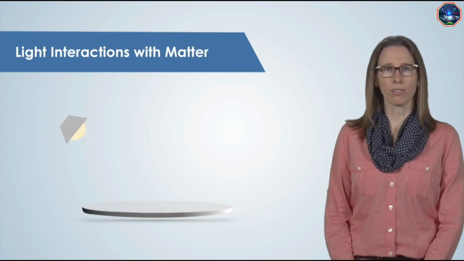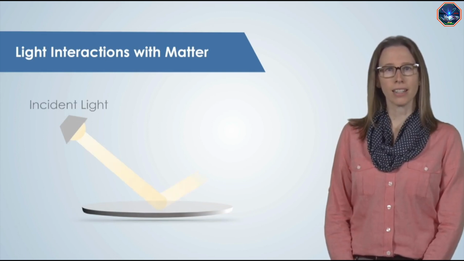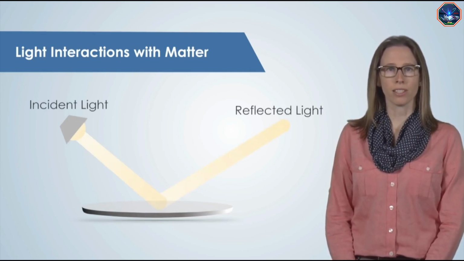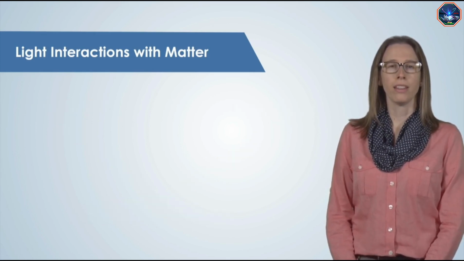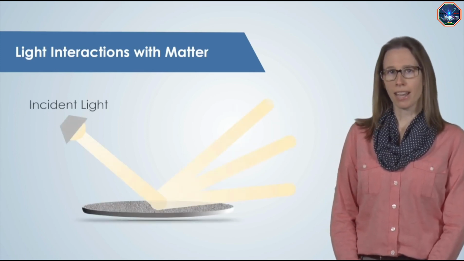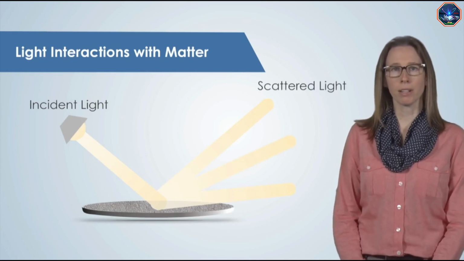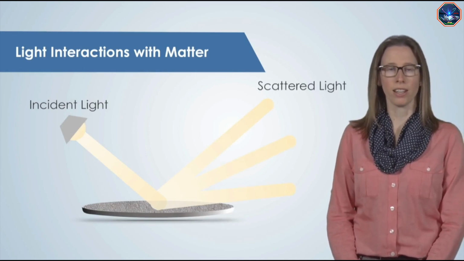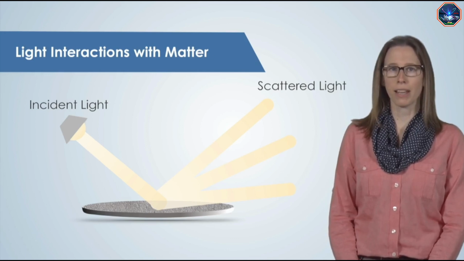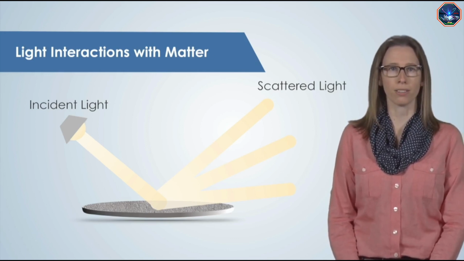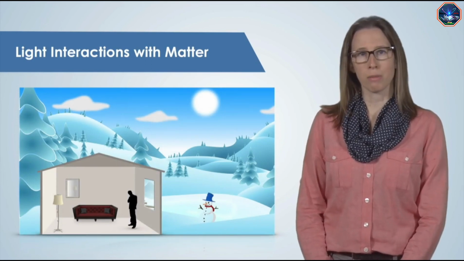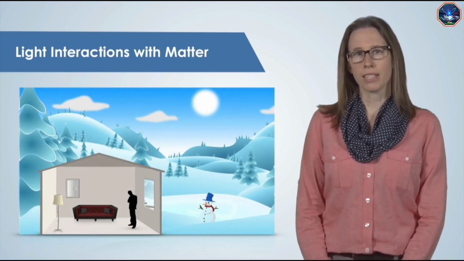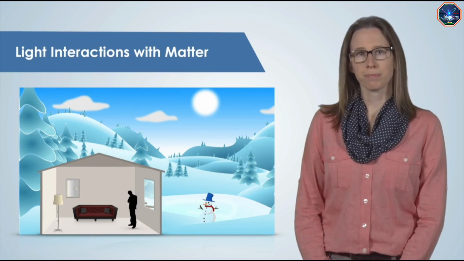Another way that light can interact with matter is for the incident light to reflect off the surface. This is what happens with a mirror, for example. Finally, light can also be scattered by a surface. Typically, this happens on rough surfaces, and the type of scattering will depend on the size of the particles doing the scattering. Now that we know something about how light interacts with matter, we can understand what we see with our eyes a bit better.